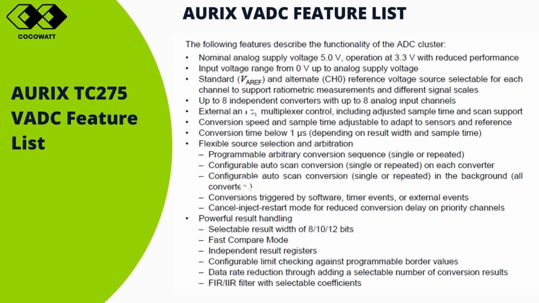Let's take a look at the key features of the ADC cluster inside the TC275 microcontroller, designed specially for high performance automotive applications. The ADC cluster operates with a nominal analog supply voltage of 5 volts, but it can also run at 3.3 volts with slightly reduced performance. It can handle input voltage ranging from 0 volts up to the full analog supply voltage. For each channel, you can select between a standard reference voltage or an alternative reference via channel 0.